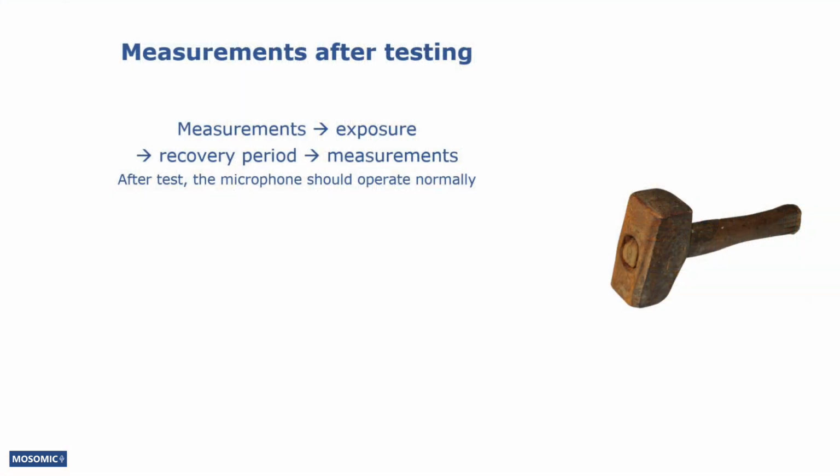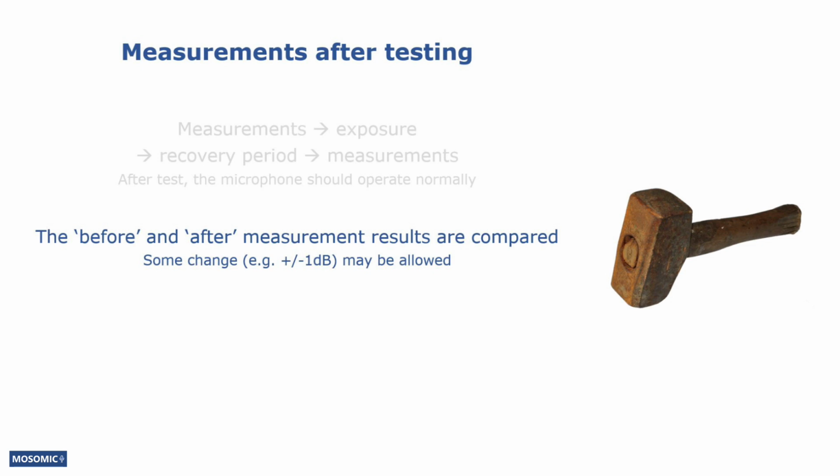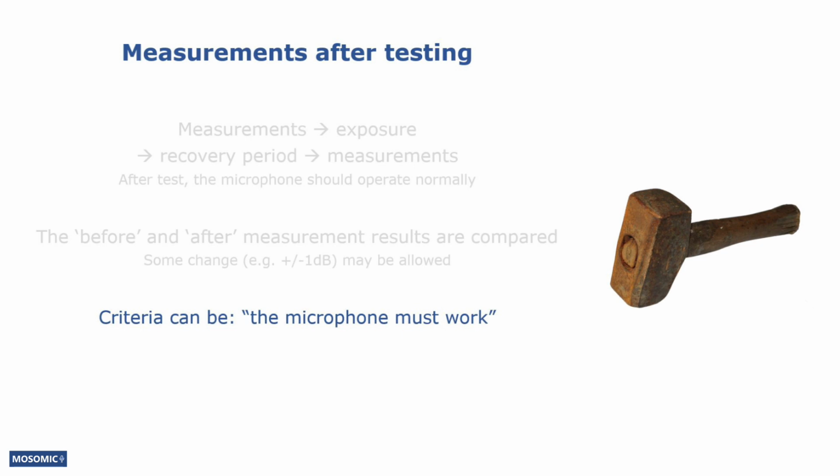When measured after the testing, the operation of the microphone should be the same as before the test, in other words, normal operation. The microphones are measured before the tests, so the before and after values can be compared. Some tolerances may be given for the microphone performance parameters, for example sensitivity, measured after the environmental test. The maximum allowed sensitivity change can be, for example, ±1 decibel. The pass criteria can also be as simple as the microphone must work. This means that the test looks for catastrophic failures, but is not concerned about minor loss of performance.